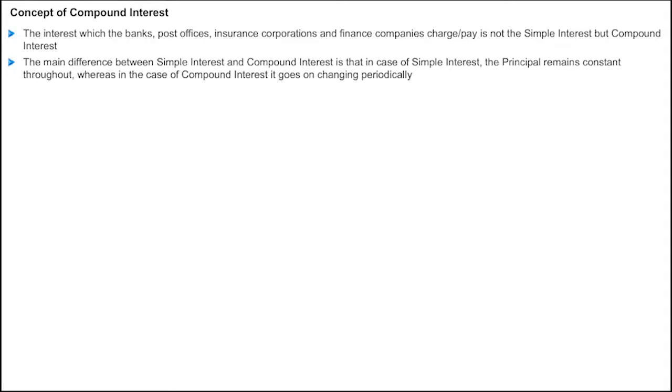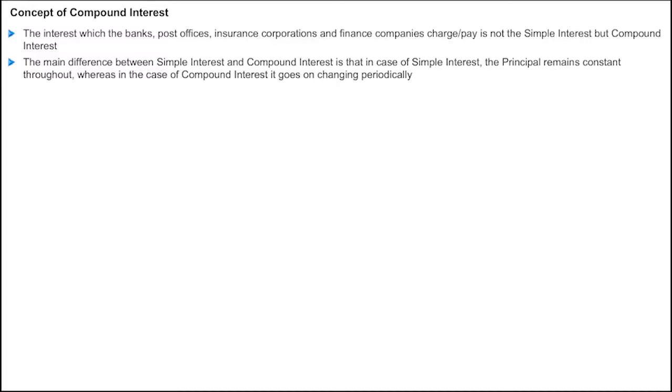10% in this case. Now let's see what compound interest means. Suppose we have deposited some amount in the bank or in the post office. The interest which the banks and the post offices and even finance companies charge or pay is not the simple interest but compound interest. We must know the difference between compound interest and simple interest. What happens in simple interest? The principal remains constant throughout. But in case of compound interest, it goes on changing periodically.